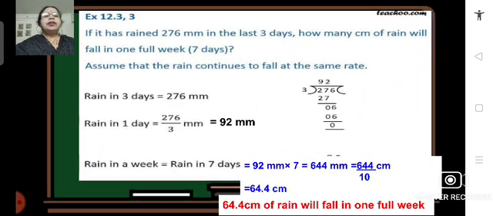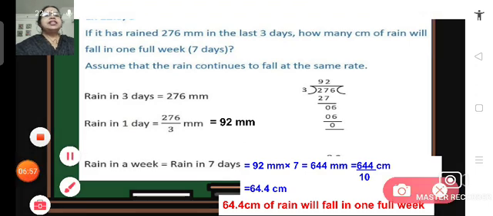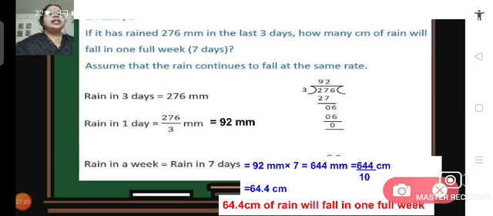Problem number 3. If it has rained 276 millimeters in the last 3 days, how many centimeters of rain will fall in one full week? That means in 7 days. We have to assume that rain continues to fall at the same rate. So it has rained 276 millimeters in 3 days. How many centimeters of rain will there be in 7 days?